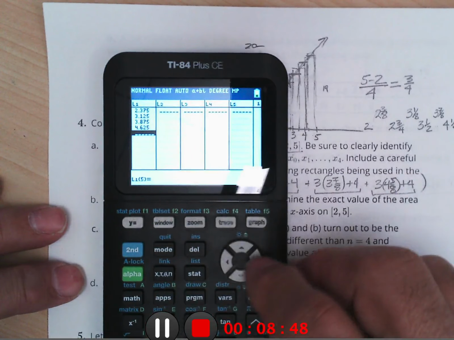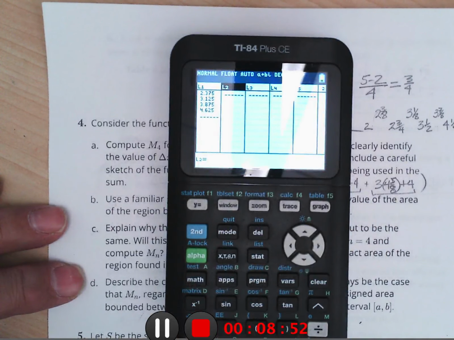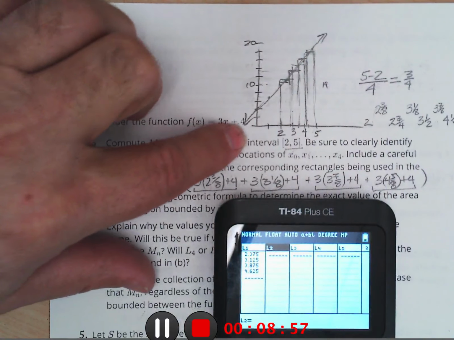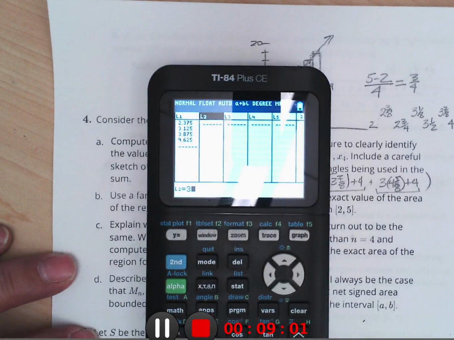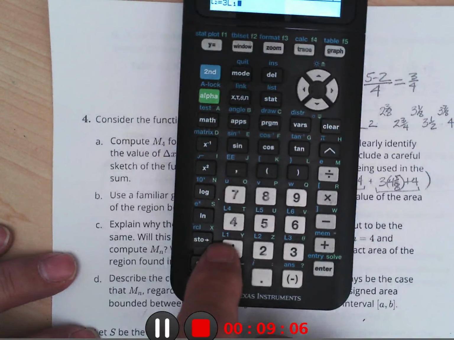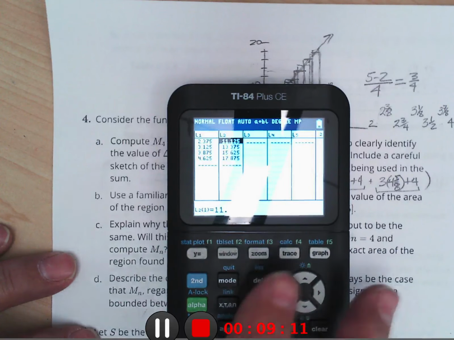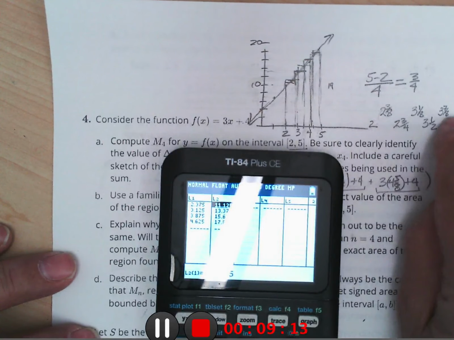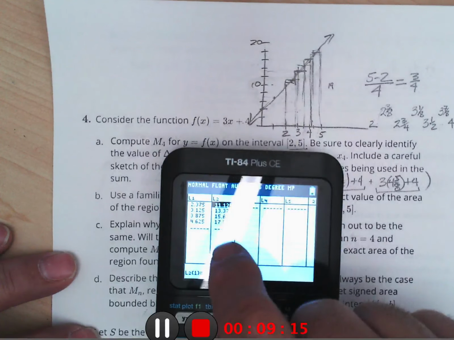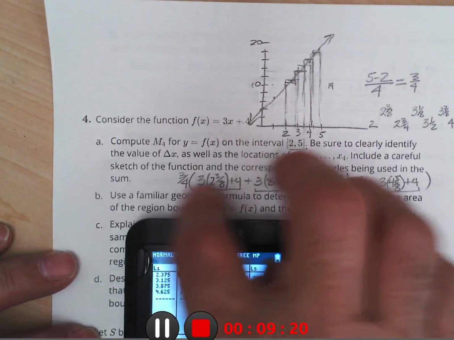So I'm just going to go over here in list 2, and the equation was 3x plus 4. My x's are in list 1, so I'm going to write 3 times list 1 plus 4, and that calculates these plugged into the equation. Then I want to add those up and take them times 3/4.